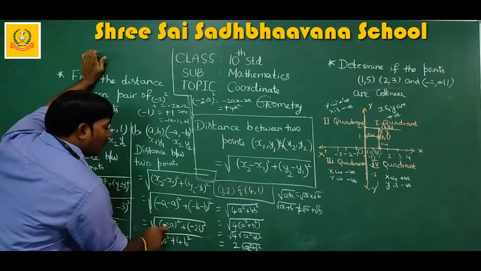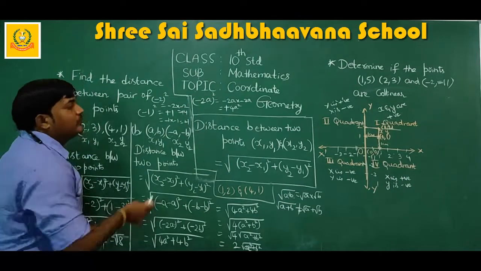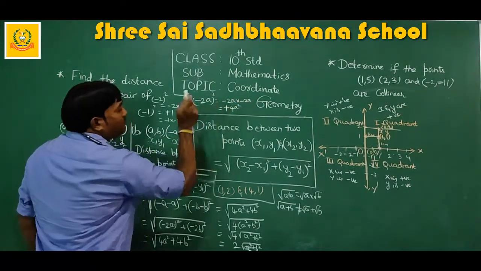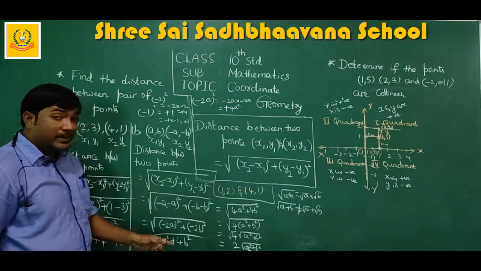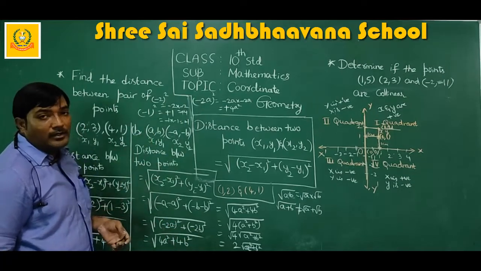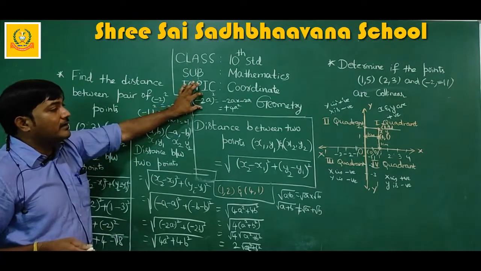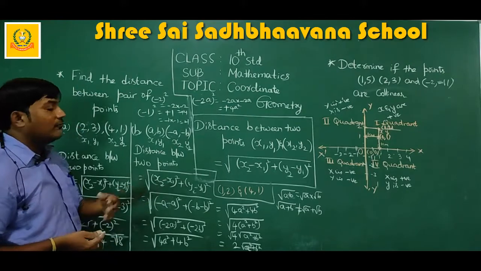Got it? So here, as I said, minus 2a whole square is nothing but minus 2a into minus 2a. So minus into minus plus, 2 into 2, 4a into a square. So this minus 2a whole square becomes 4a square. Similarly, minus 2b whole square becomes 4b square. Same pattern as what I did here. Do it once again with minus 2b into minus 2b, you will get 4b square.